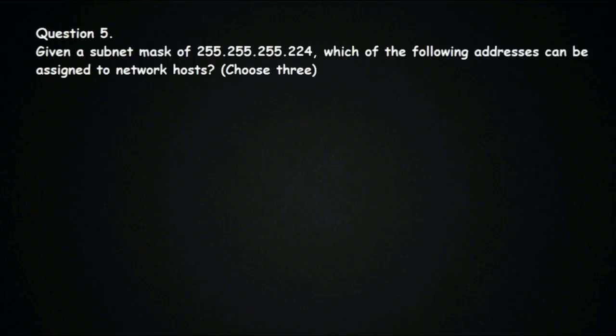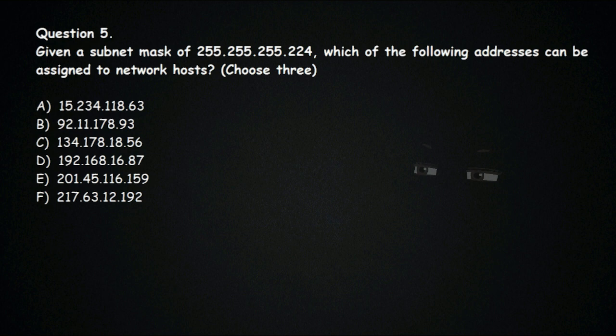Question 5. Given a subnet mask of 255.255.255.224, which of the following addresses can be assigned to network hosts? Choose 3 options. Answers are B, C, and D.